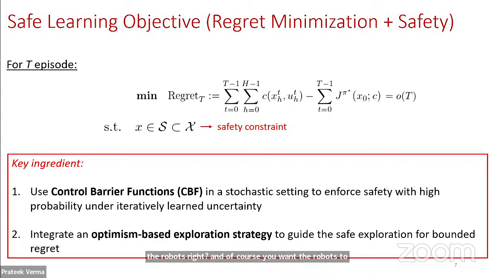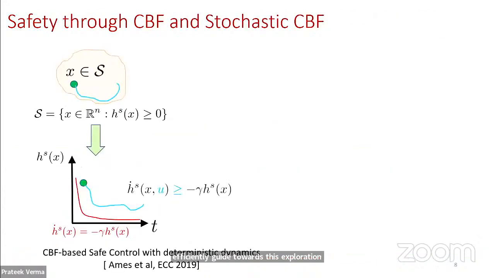So the key ingredients that enable us to solve this problem are, first of all, that we use the control barrier function in a stochastic setting to enforce safety with high probability under iteratively learned model uncertainty. And second, we integrate an optimism-based strategic exploration algorithm that helps the robots efficiently guide this exploration process.